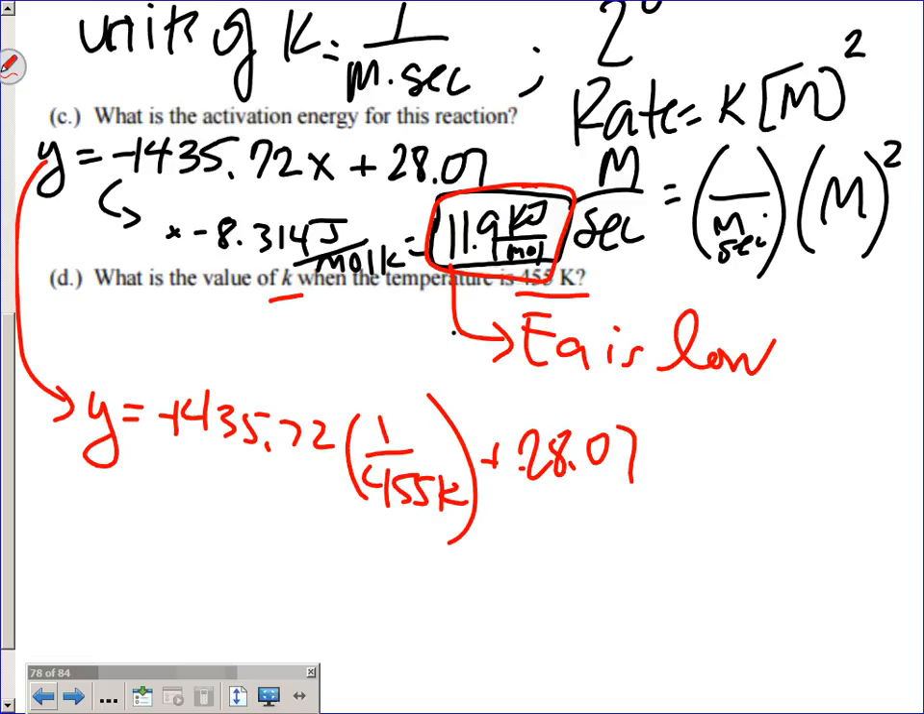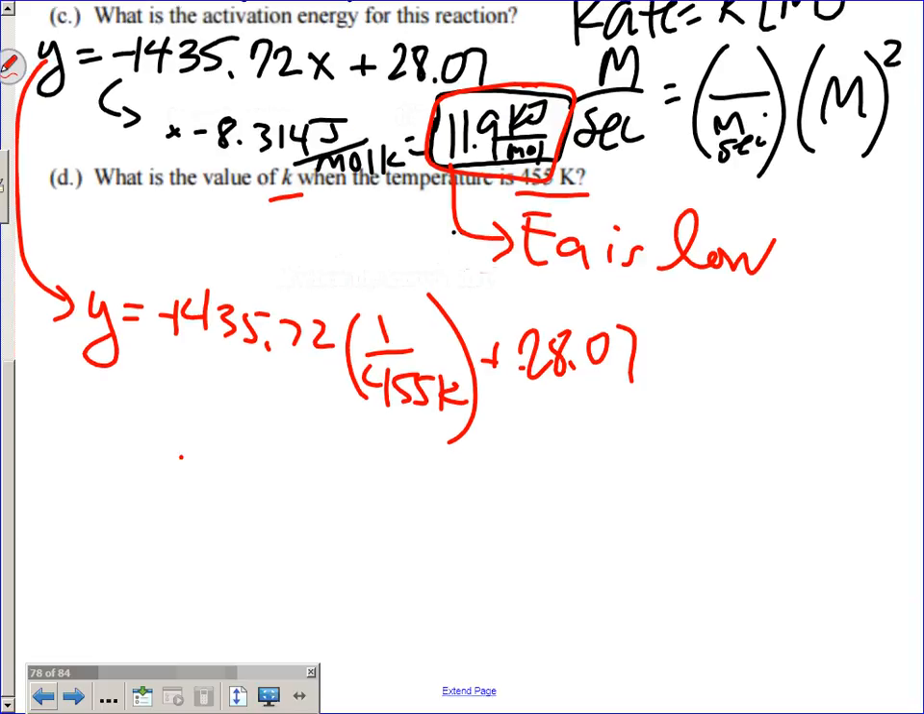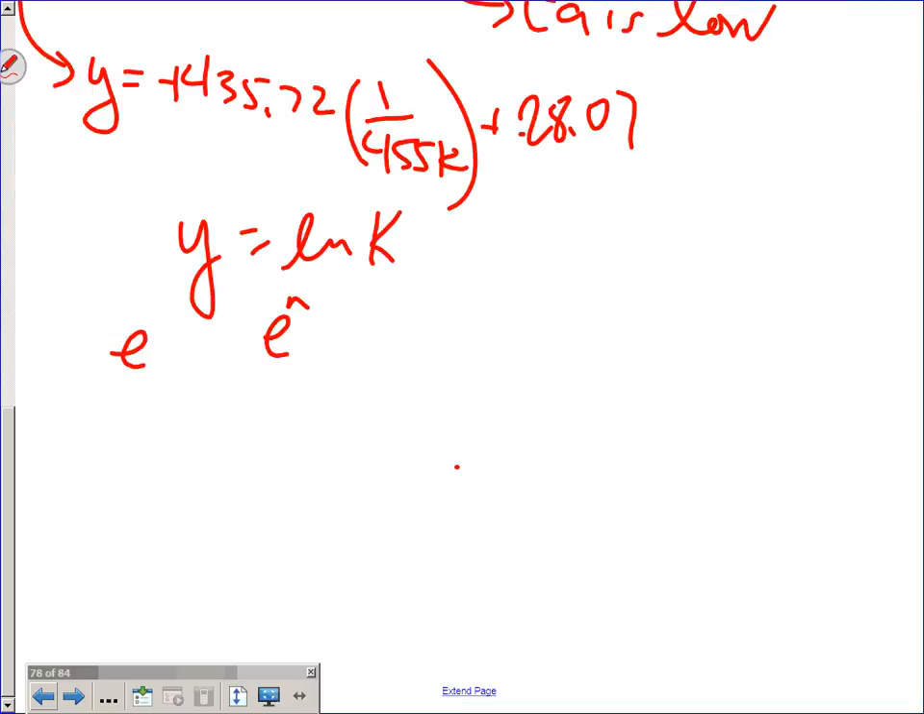When you solve for y, what does that truly equal? ln of k, not k, right? Please don't say that's the answer. It's not. So once you solve for y, that's going to be ln of k. What's the opposite of ln? E. So e to whatever this number is, that would be your final answer.